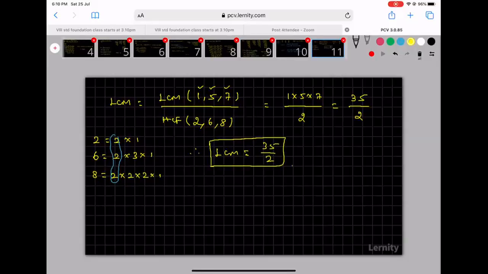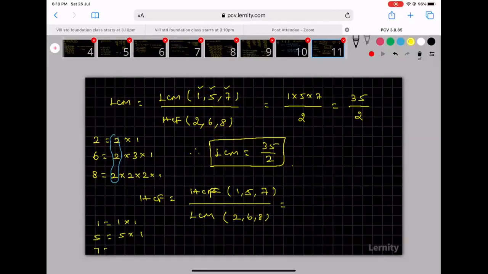Now I want to find the HCF. HCF means HCF of 1 comma 5 comma 7, then denominator LCM of 2 comma 6 comma 8. This is the formula. Here 1 I can write as 1 into 1, 5 as 5 into 1, and 7 as 7 into 1. So which one is common? 1 is the common HCF, so I can write the numerator as 1.